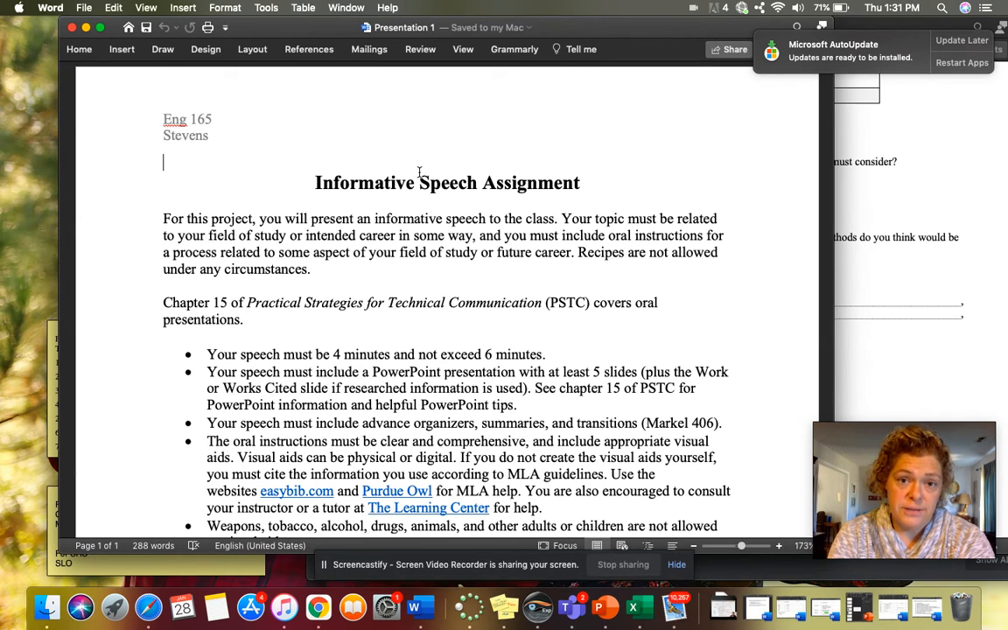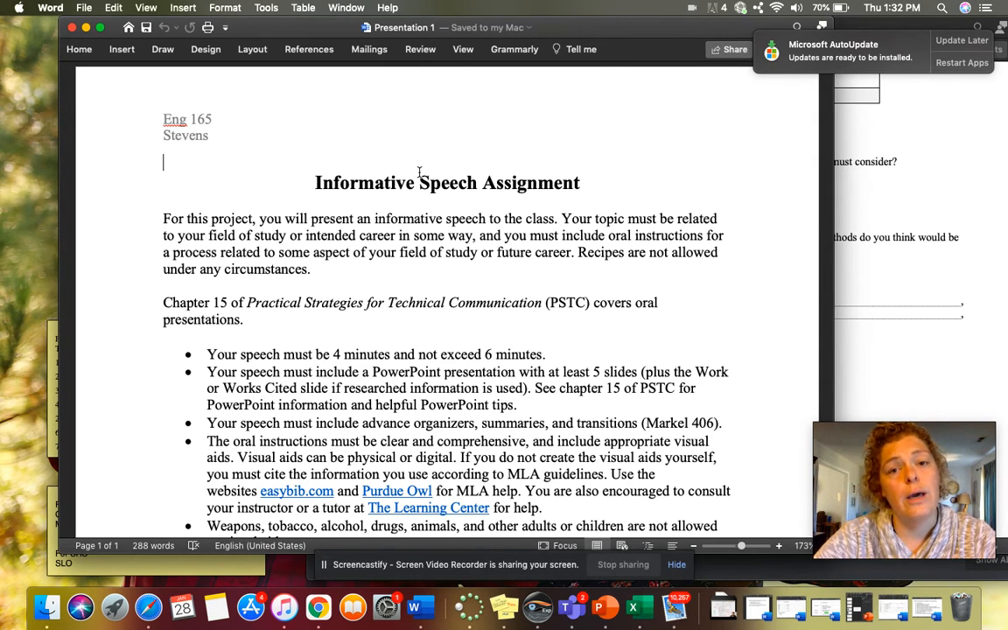For this first presentation, you are going to present information about a task. And your topic has to be related to your field of study or your intended career in some way. So it can be related to what your focus is in college, what your future job or preferred career might be. You have to include oral instructions for a process related to some aspect of your field or your future career. Okay, so think about what you are studying right now in school, what your major is, your focus, or think about what your long-term goal is for your career.